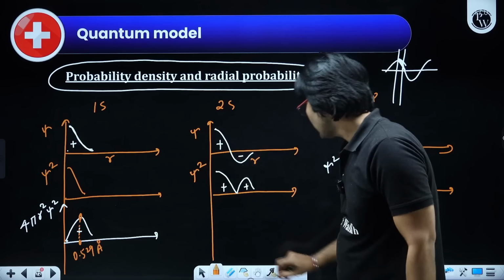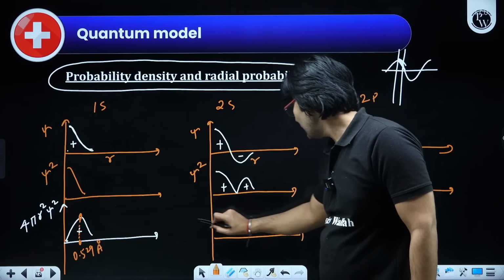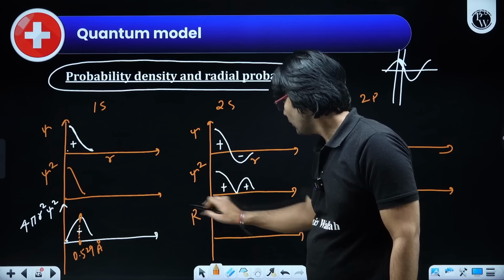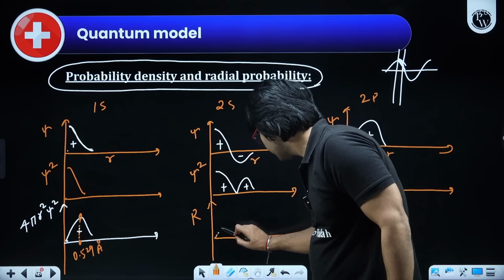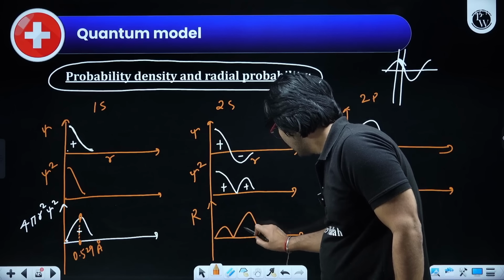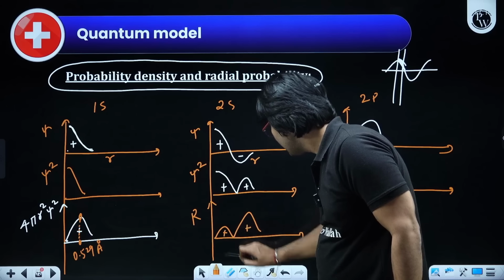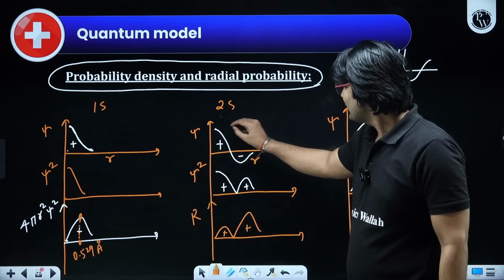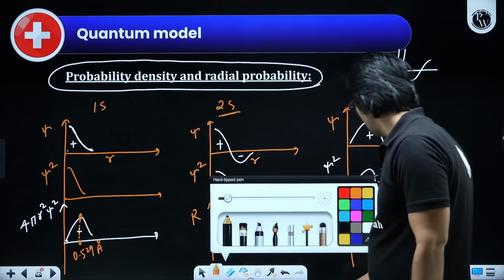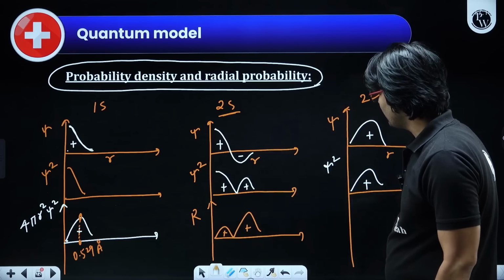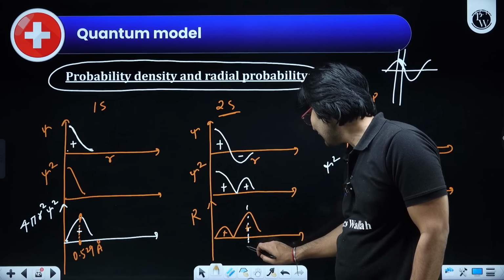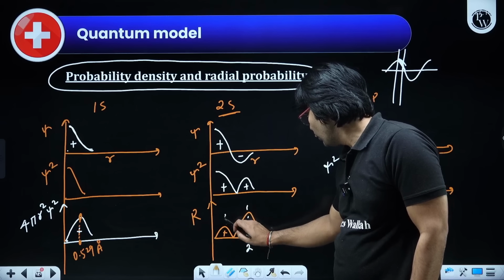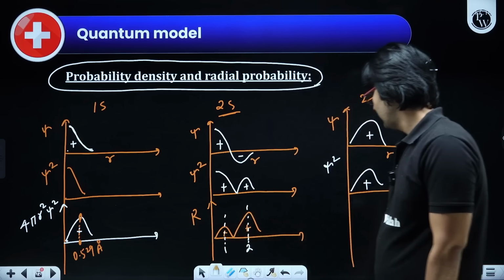In case of the 2s orbital, if you check the radial probability, it is also denoted by 4 pi r square psi square. The radial probability will look something like this: two maxima, but the amplitude will increase here. So when you have an electron of the 2s orbital, the probability of finding it is higher near the second orbit and lower near the first orbit.